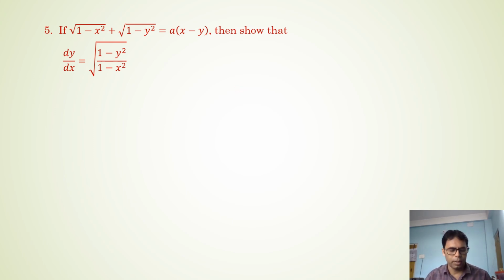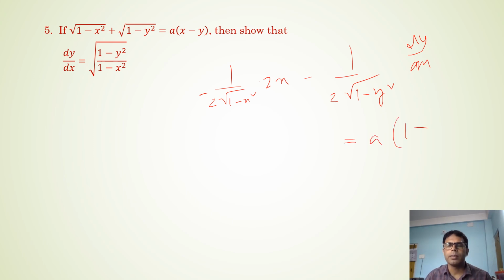If you take direct differentiation, you will get 1/2 root over 1 minus x square, and 2x will come, minus will be there. Then for this, a negative will come, 1/2 times root over 1 minus y square, this term will contain dy/dx, and on the right hand side also a is there, 1 minus y, for y you write dy/dx. To get dy/dx from this, the calculations that will come are very, very tough actually, and so many substitutions will be needed there.